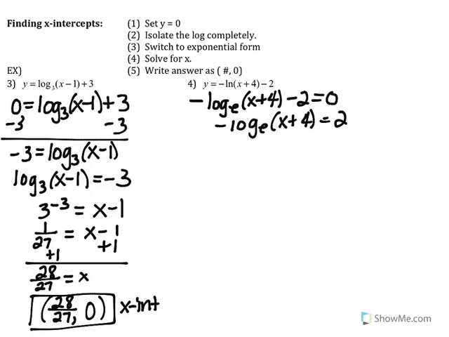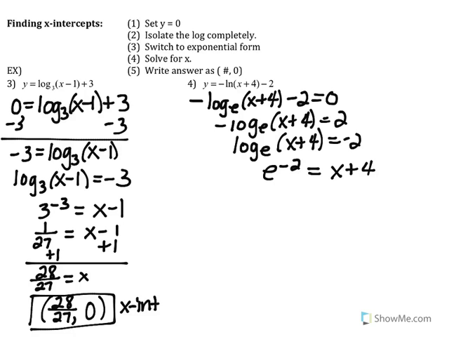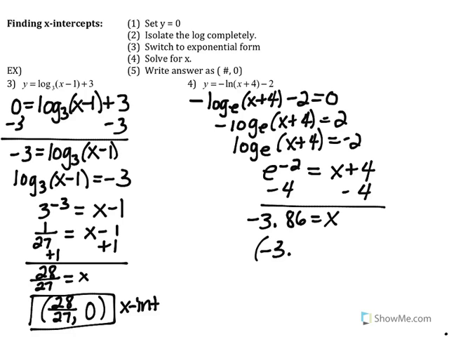Divide by the negative sign, so we'll just divide that out and we'll get negative 2. Switch to exponential, so e to the negative 2 equals x plus 4. And then again, you can put that in all in one shot, e to the negative 2, and then we're going to be subtracting 4 from both sides in that case, minus 4. And on this, I'm okay with you leaving it as a decimal because you can't put it into fraction form. So let's do negative 3.86 for this x-intercept.